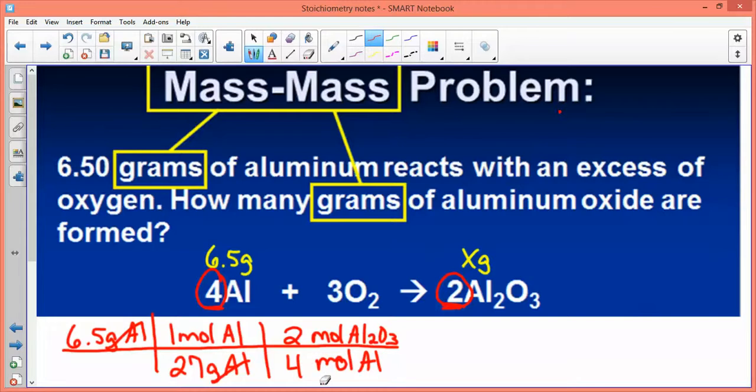At this point, if you ended the problem, your answer would be in moles of aluminum oxide. If they ask us for moles of aluminum oxide, we could stop here. But they ask us for grams of aluminum oxide. So we have one more step to go. We need to change moles of aluminum oxide to grams of aluminum oxide. So we want to put grams of aluminum oxide on top.